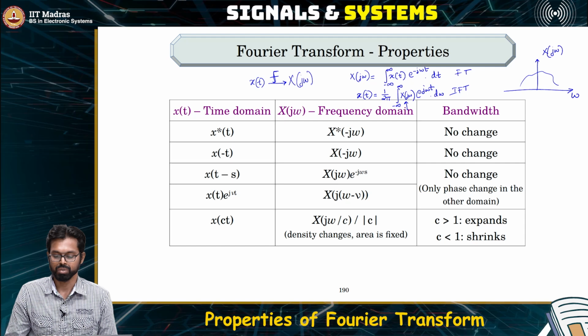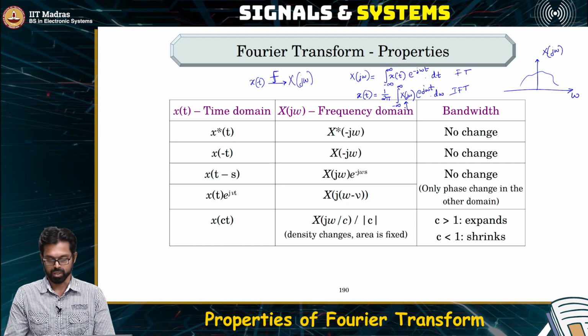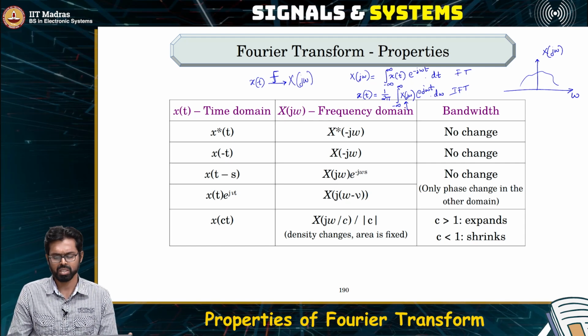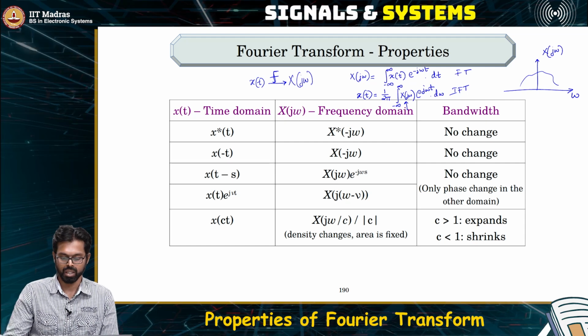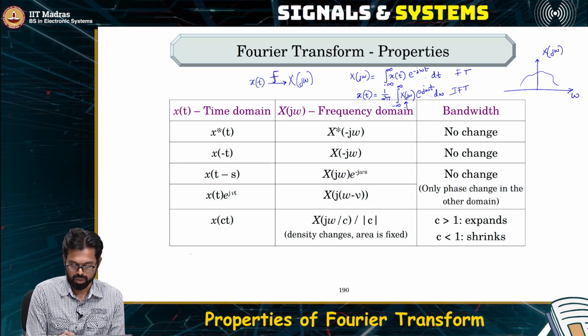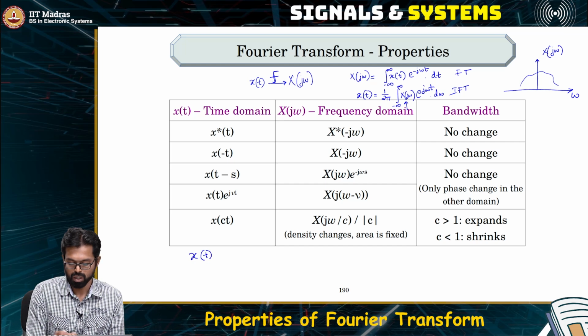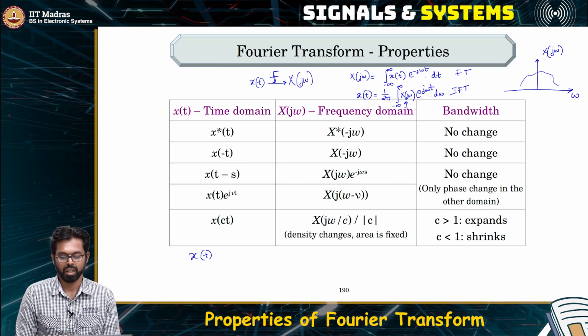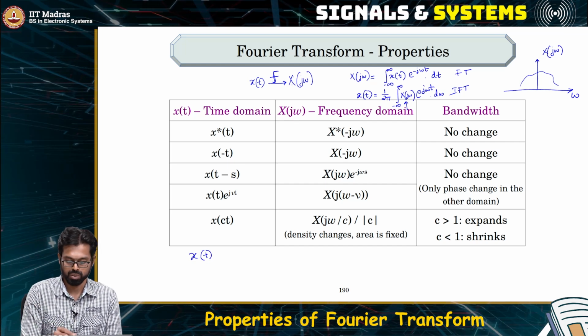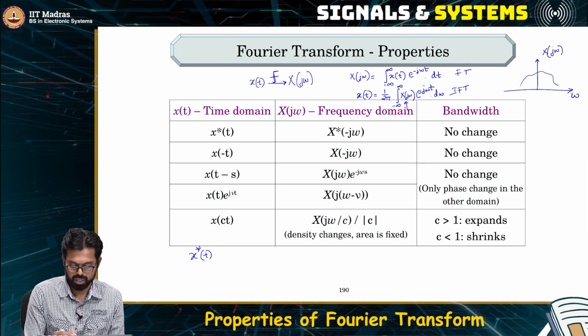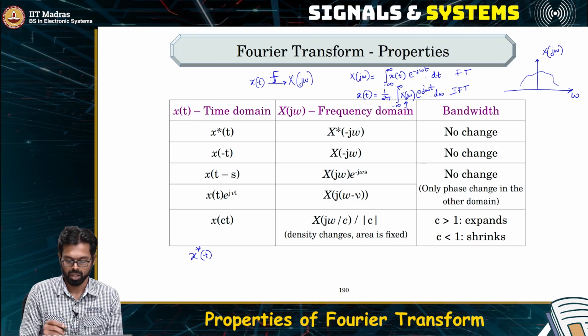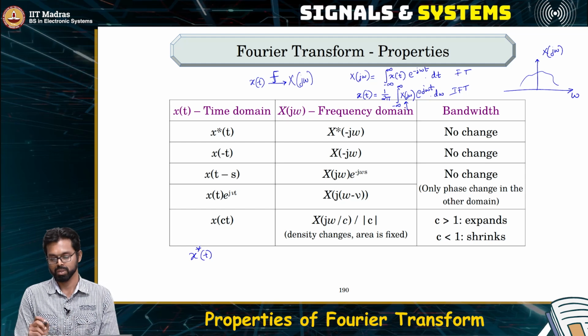Okay, now that we know the Fourier transform, let's see the properties of the Fourier transform. These are very similar to what we saw in the Fourier series case. Now let's say we have x of t whose Fourier transform is given by X of j omega. Then what is the Fourier transform of the conjugate of x of t? So how do we find this? It's once again simple.